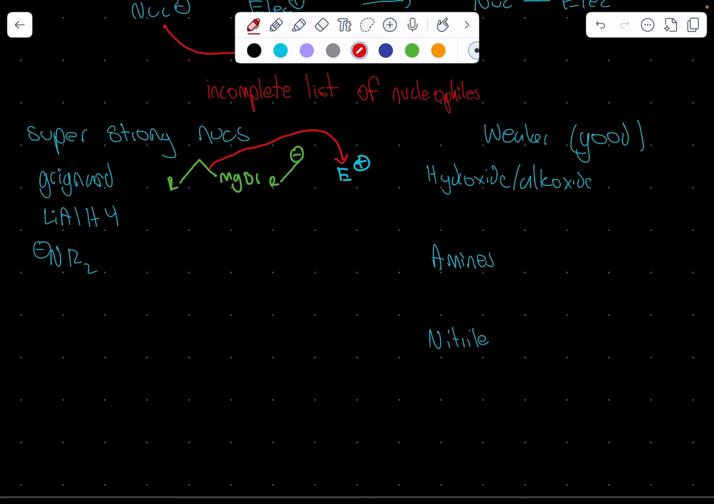Moving on, we have lithium aluminum hydride, which is a hydride nucleophile that is commonly used to reduce certain electrophiles. We also have nitrogens with a negative charge. Something to keep in mind is that as a molecule becomes more basic, that is, if we increase the basicity of a molecule, it often corresponds to an increase in nucleophilicity.